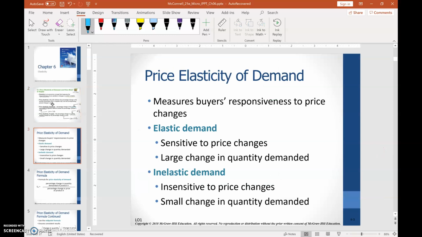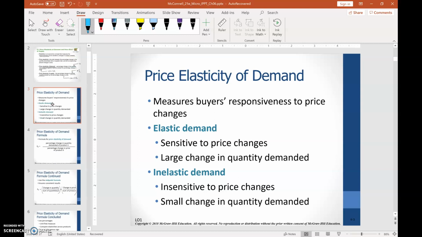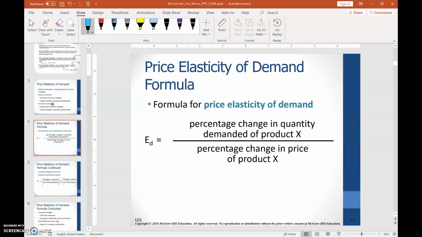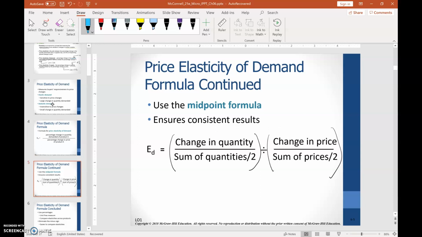Now, I'm going to show you how to calculate elastic demand and inelastic demand, and using some examples, some calculations, explain to you the concept better. There are two ways to compute the price elasticity of demand. One is the percentage change in quantity demanded over the percentage change in price, and the other one is the midpoint formula, which is change in quantity over average of quantities. This whole thing is divided by change in price over average of prices.